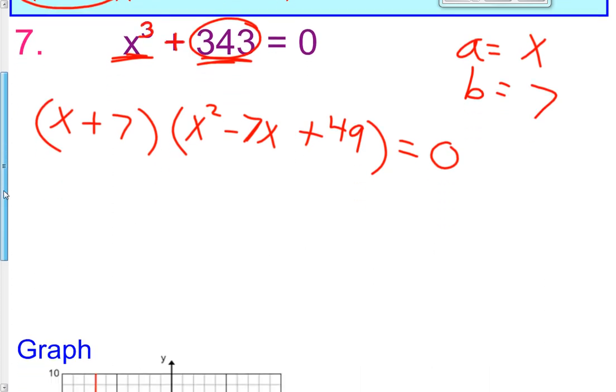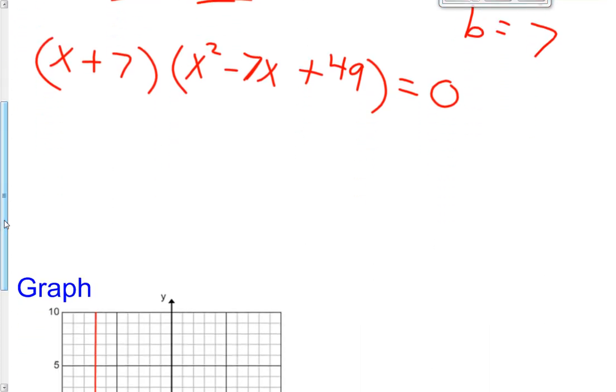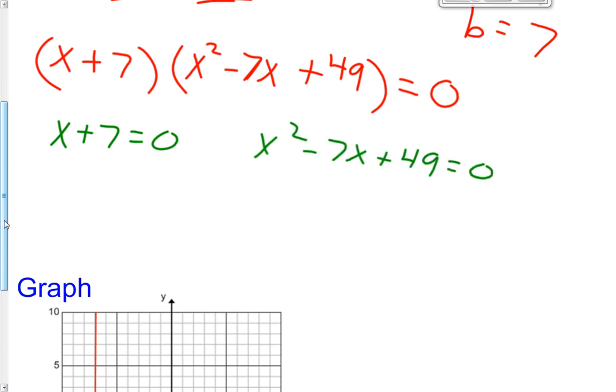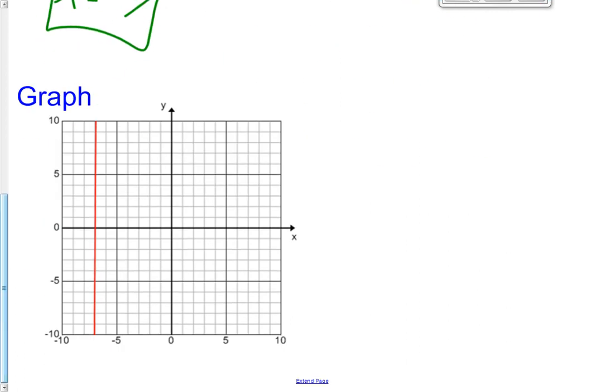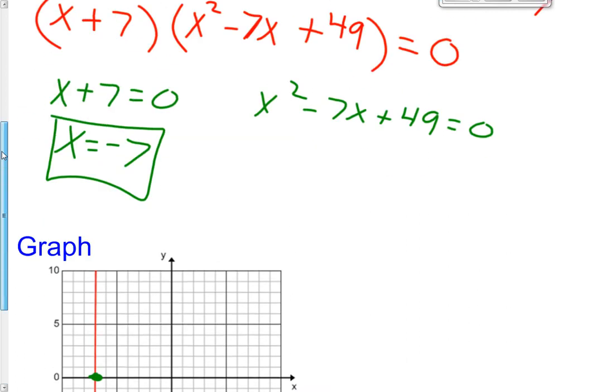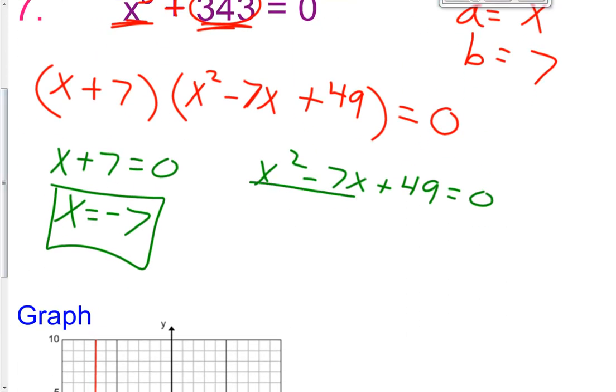What I now need to do is solve. Each of these are factors which you set equal to 0. So x plus 7 equals 0, and x squared minus 7x plus 49 equals 0. My first answer, subtract 7, x equals negative 7. That's the easy one, and that's going to be this one right here, negative 7. The other two are found right here.